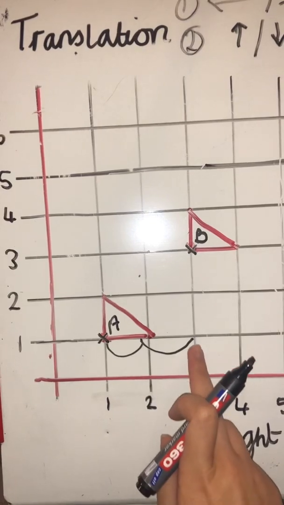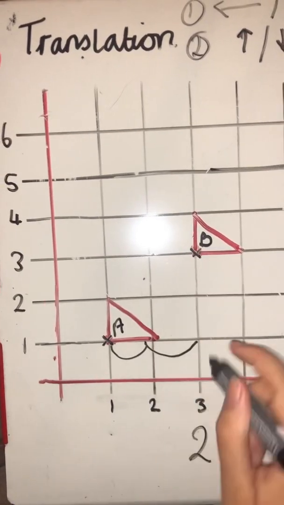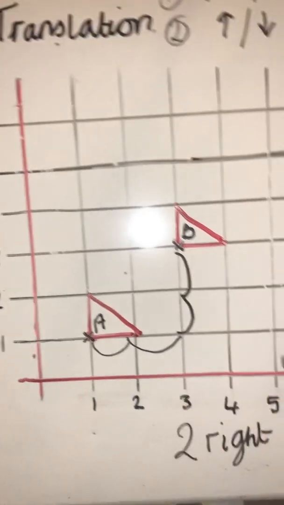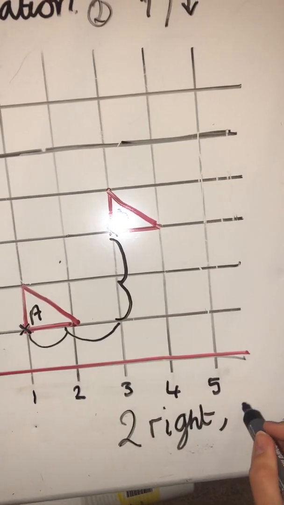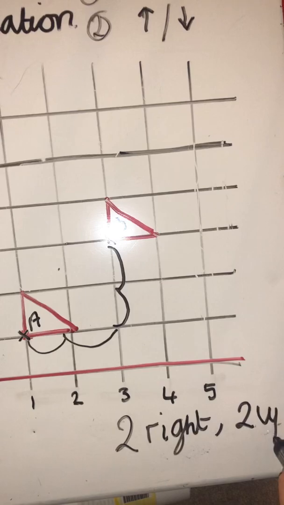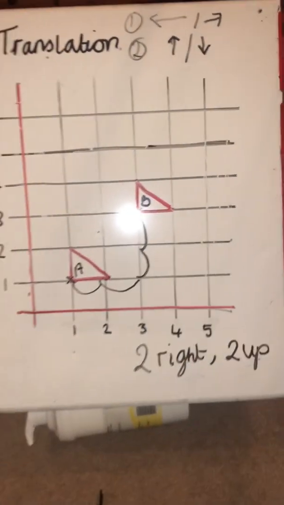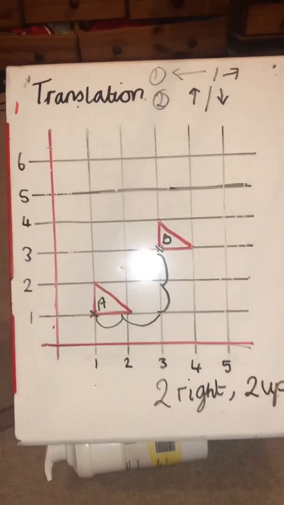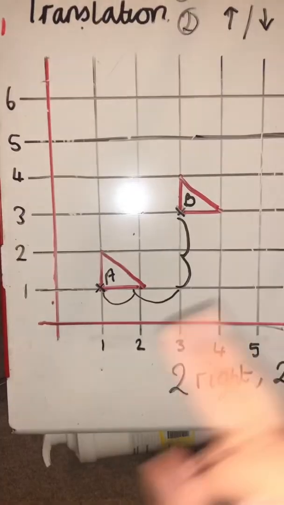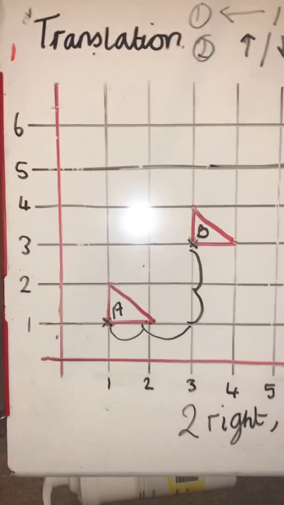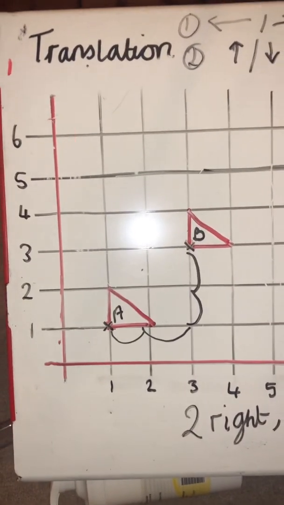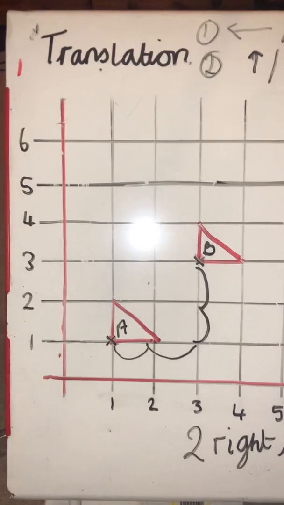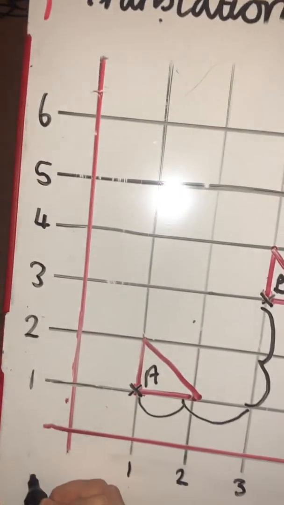Now I need to think about how many up it has moved. So again, 1, 2, and it has moved 2 up. And that is how I describe my translation from shape A to shape B. In the worksheet, you'll see that it asks for starting coordinates, then it asks for the translation, and it asks for the finishing coordinates. So I'm going to use the following codes.